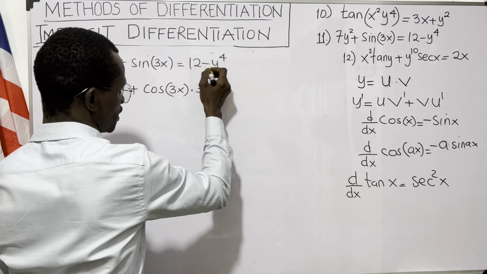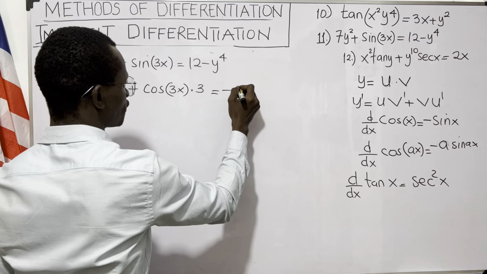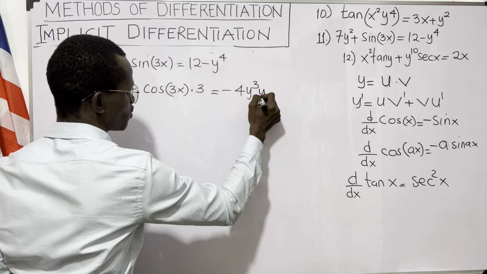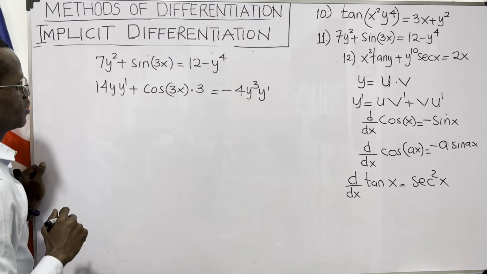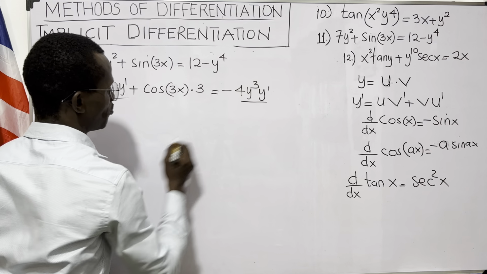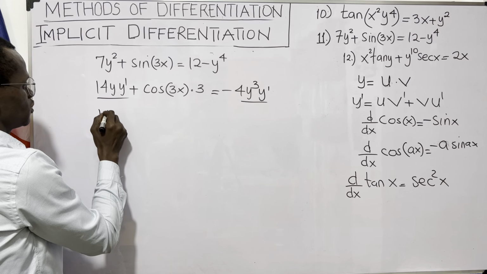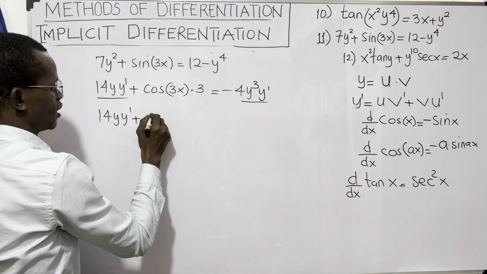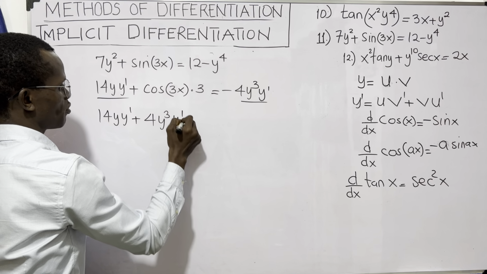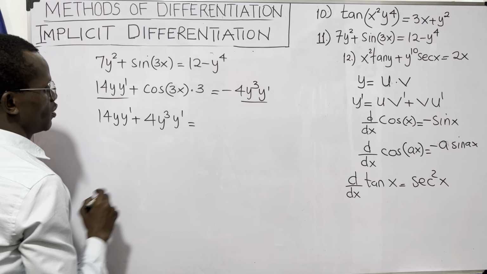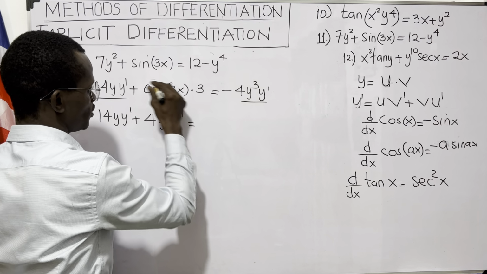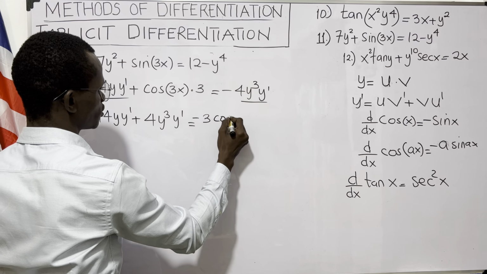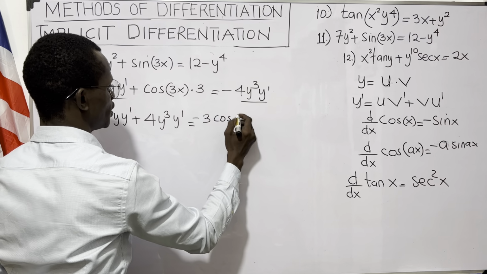The derivative of 12 is 0. The derivative of y to the fourth is 4y to the third, right? Then we attach y prime. So our aim now is to solve for y prime. So this is 14y y prime plus, send it across, 4y cubed y prime equals, this 3 comes behind, so it's negative 3 cos of 3x.